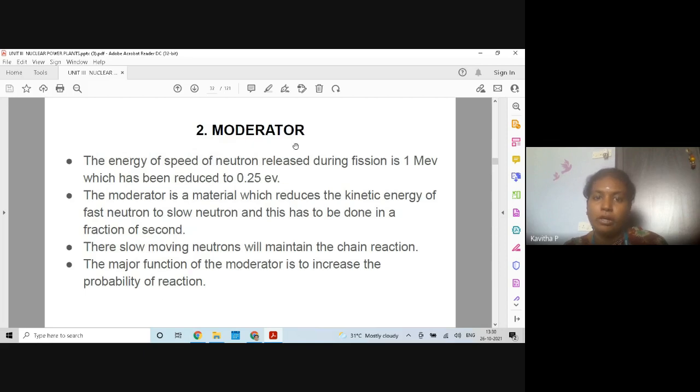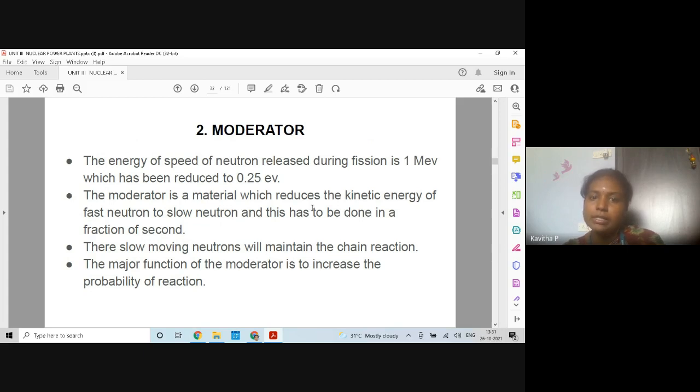Then we have the moderator. The main purpose of the moderator is to reduce the kinetic energy of the neutrons. When 3 neutrons are generated during the fission process, those neutrons have a very high amount of energy, in the order of 1 mega electron volt. Moderators are used to reduce the kinetic energy of the neutrons, because to create a fission process, 0.25 electron volt of energy is sufficient. So the high kinetic energy of neutrons is slowed down to 0.25 electron volt using moderators.